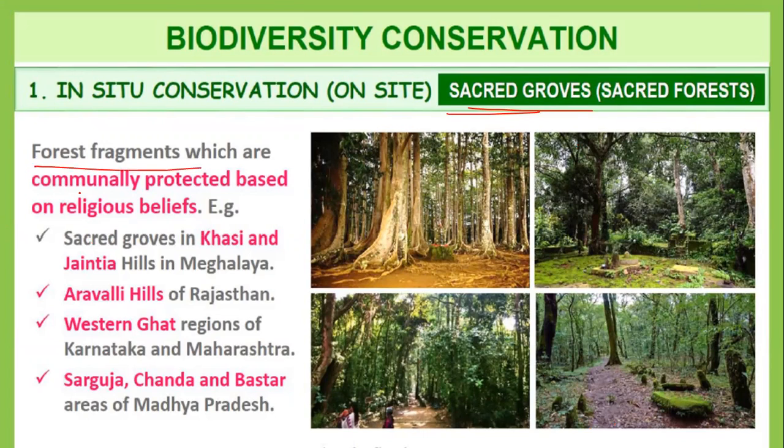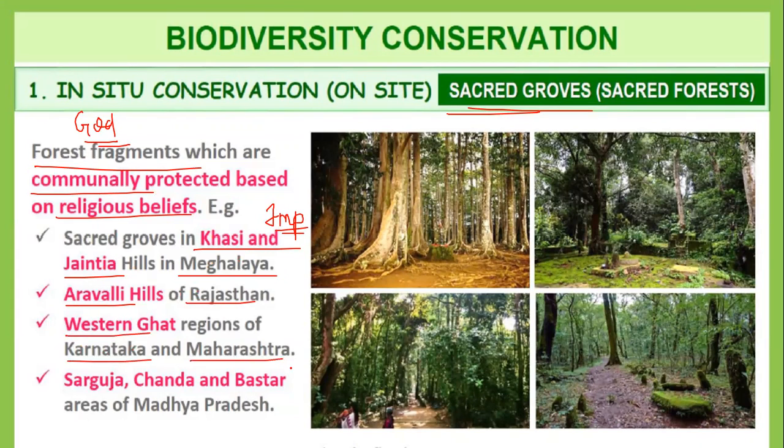Next is the sacred groves or the sacred forest. Forest fragments which are communally protected based on religious belief. For example, some people stay inside the forest, right? For those people, they have certain forest fragments and they consider them to be gold. They worship it. They are communally protecting it on the belief of their religion. For example, the sacred groves in Khasi and Jaintia hills in the Himalayas, a very important and well-known sacred grove, Aravalli hills in Rajasthan, and the Western Ghats region of Karnataka and Maharashtra.